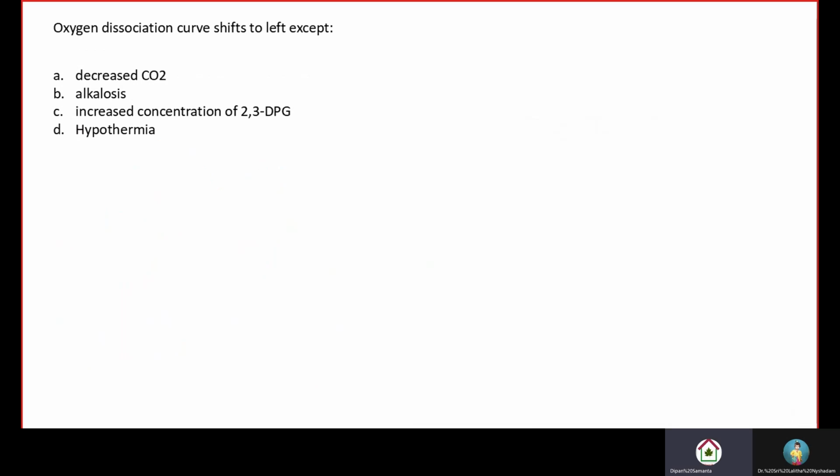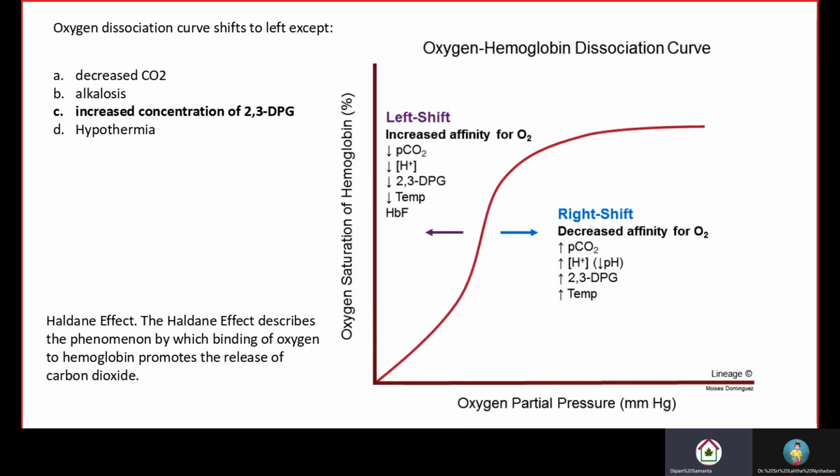Oxygen dissociation curve shifts to left except decrease in CO2, alkalosis, increase in concentration of 2,3 DPG, and hypothermia. So option C will be the answer, increase concentration of 2,3 DPG. What is the oxygen hemoglobin dissociation curve? It shows you the saturation of hemoglobin with oxygen against partial pressure of oxygen. So if it goes left, that means increased affinity for oxygen.